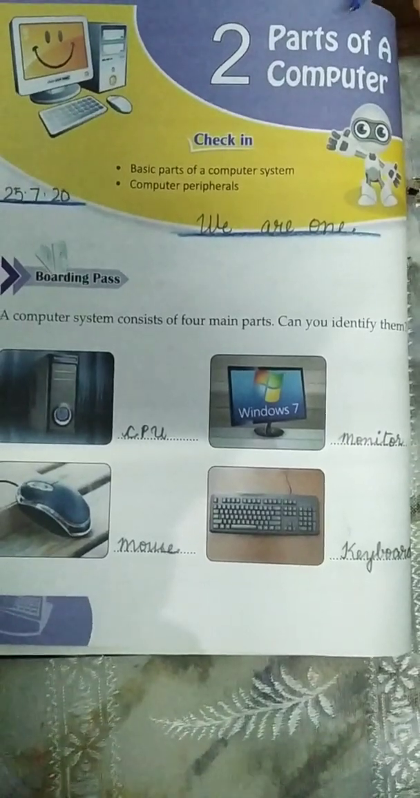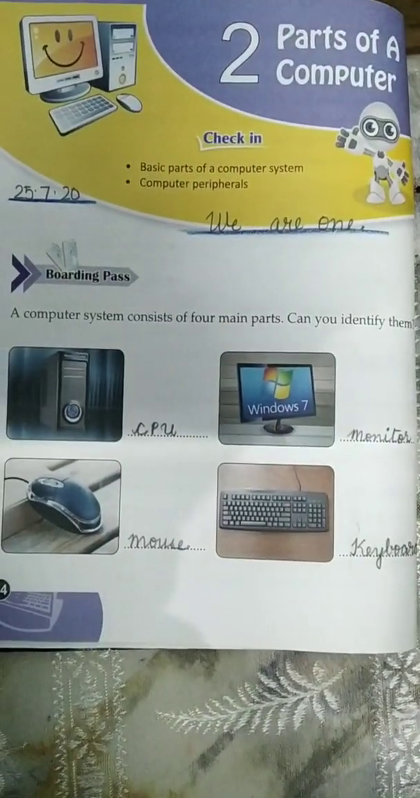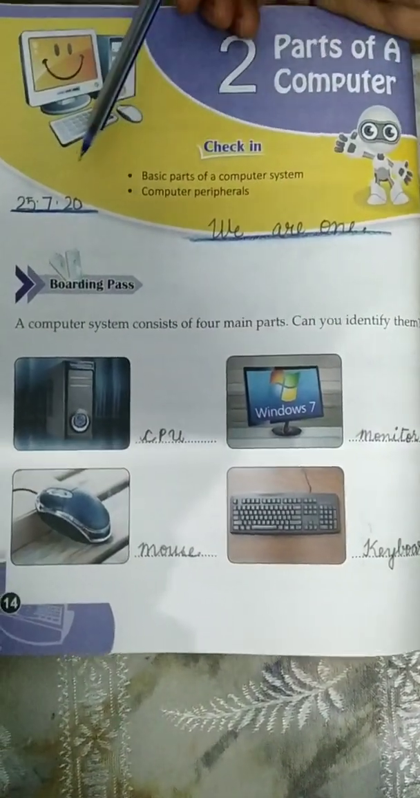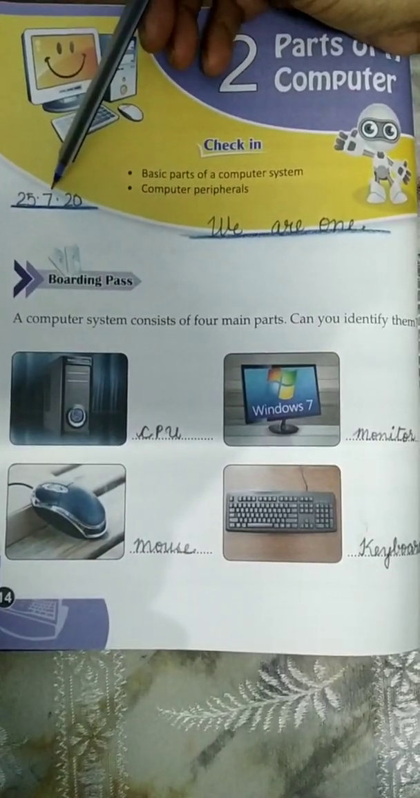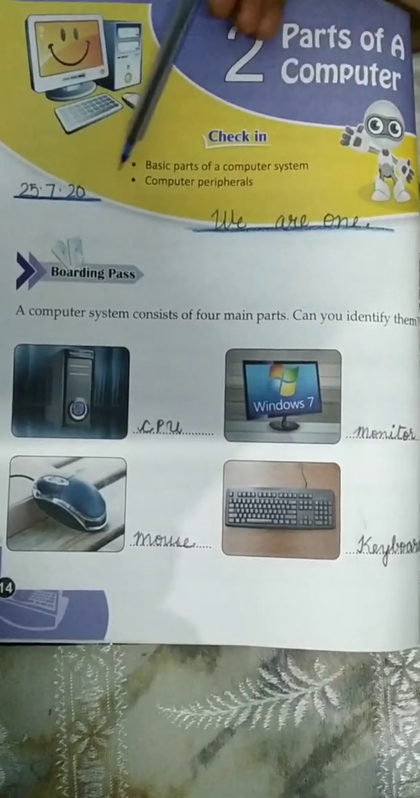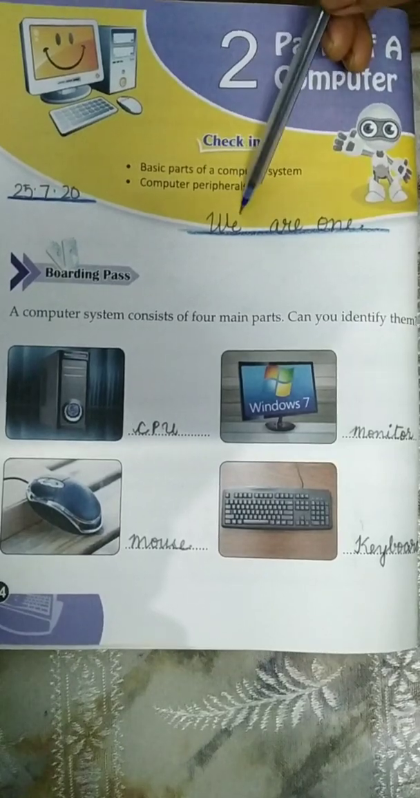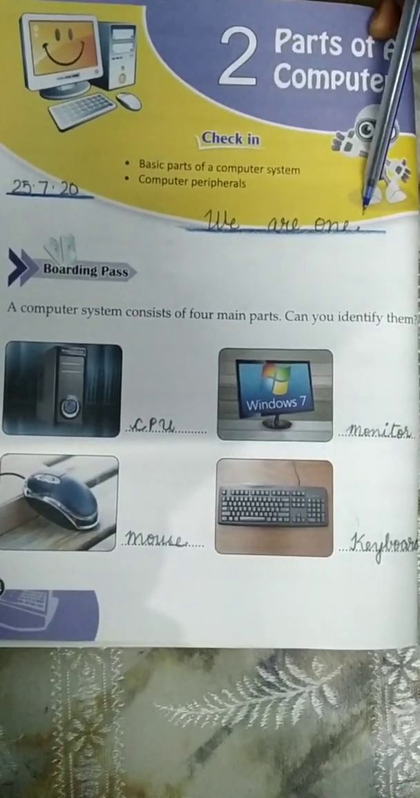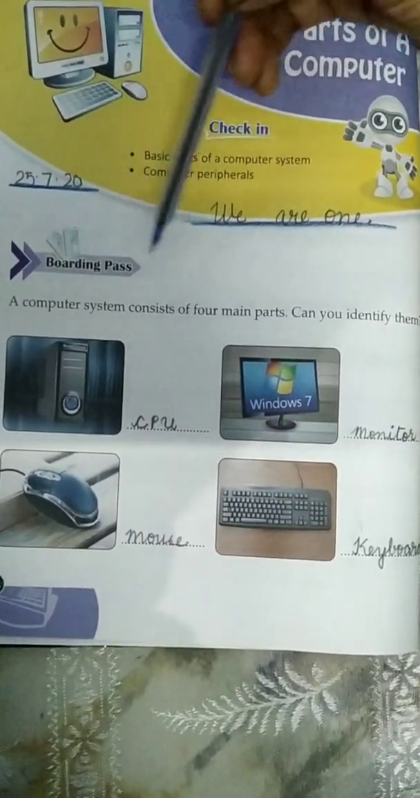So students, take out your book, open lesson number 2 and write down the date. What is the date today? 25 July 2020, and the quotation is "we are one." So students, let's start the chapter.